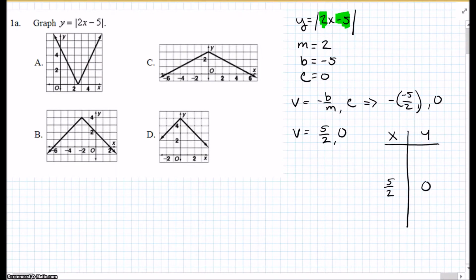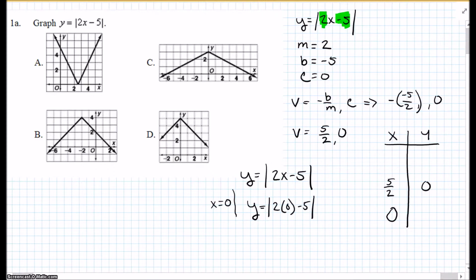So let's write our equation. y equals the absolute value of 2x minus 5. Let's pick a number below 2.5, or 5 halves. Let's pick 0. So when x equals 0, this is what we get. y equals the absolute value of 2 times 0 minus negative 5... minus 5. So y is going to be the absolute value of negative 5. So y is going to be 5.